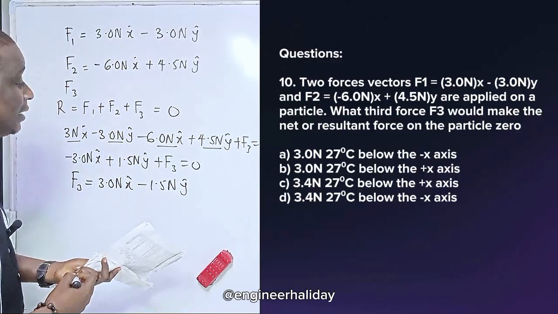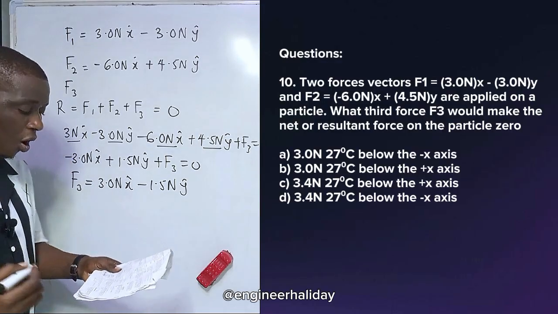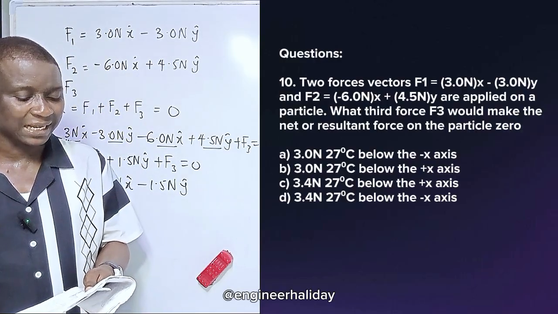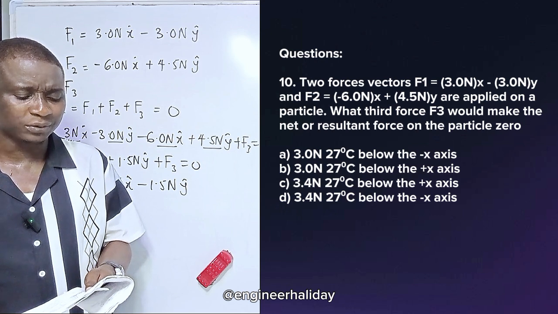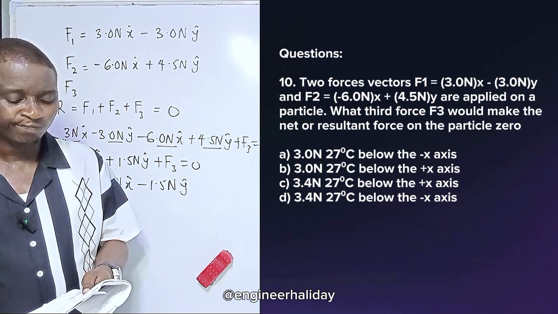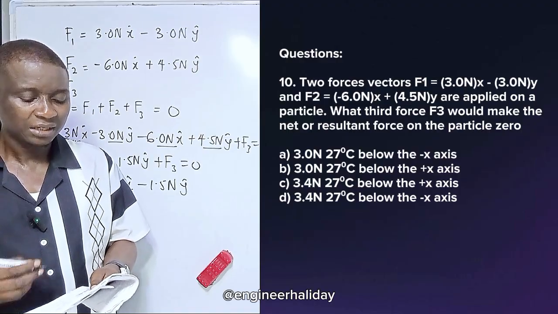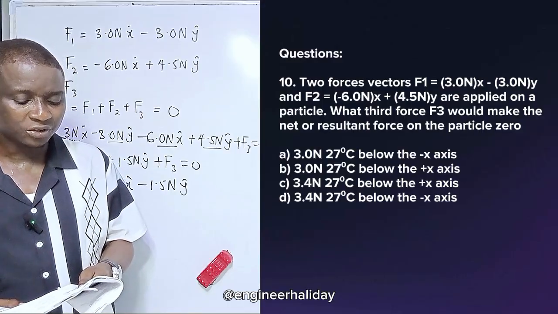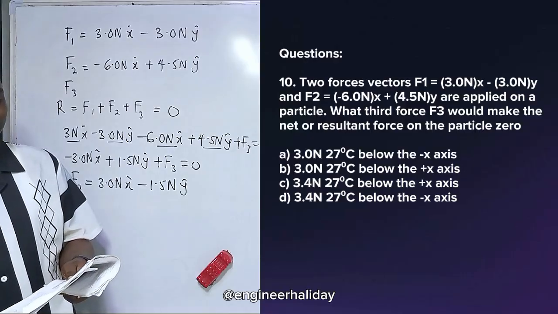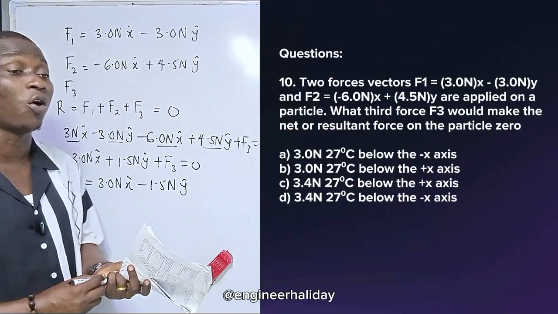So our answer is in vector form, but they solve F3 in the form of magnitude and direction. Option A is saying 3 Newton 27 degrees below the negative x axis. B says 3 Newton 27 degrees below the negative x axis. C says that should be below the positive x axis. Then this one says 3.4 Newton 27 degrees below the positive x axis. This says 3.4 Newton 27 degrees below the negative x axis. I haven't stated all the options.